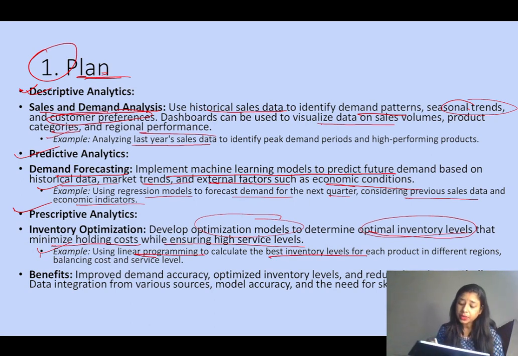Okay, so you can calculate the best inventory level for each product in all the regions, balancing the cost and service level. Now writing about the benefit, you can just write down that it will help, using this descriptive, predictive and prescriptive in the plan, you can improve the demand accuracy, optimize the inventory level, reduce the stock outs, and challenges will be, again, you know, the data integration is the biggest challenge. You can just learn this out. Data integration from all the various sources, data accuracy and need for the skilled analytics.